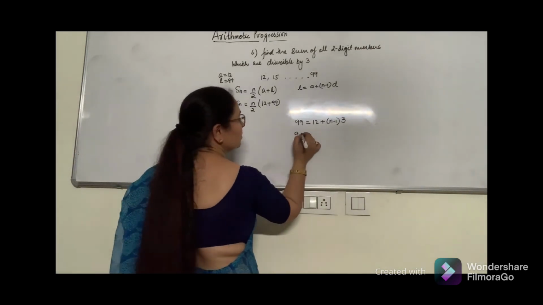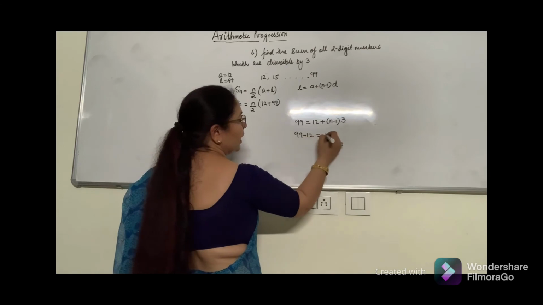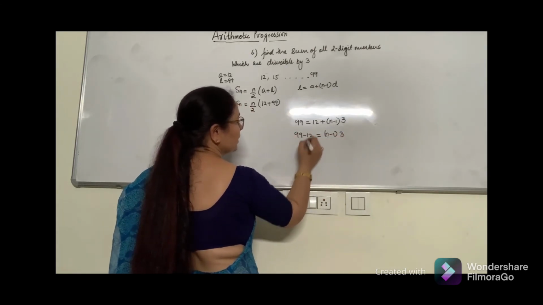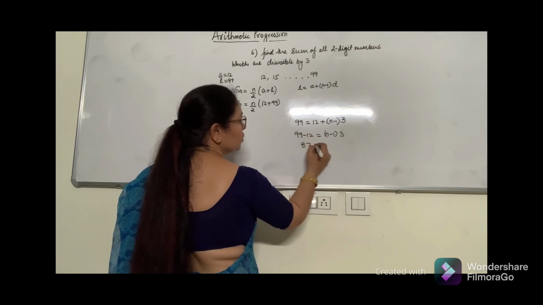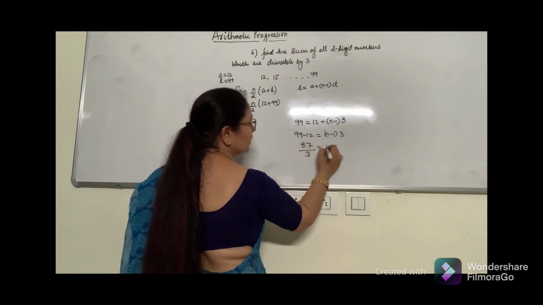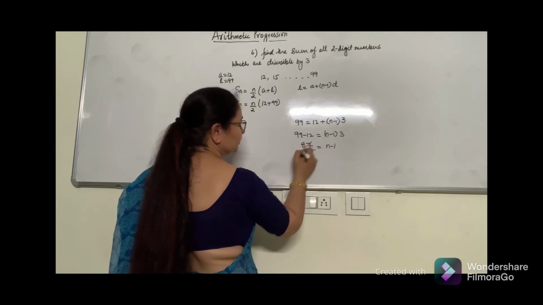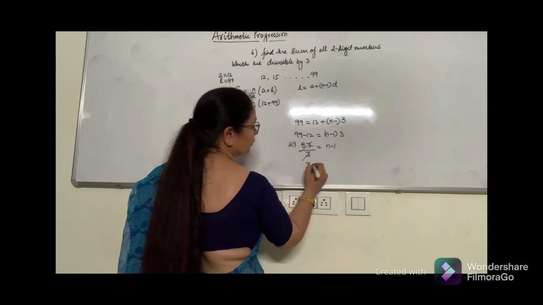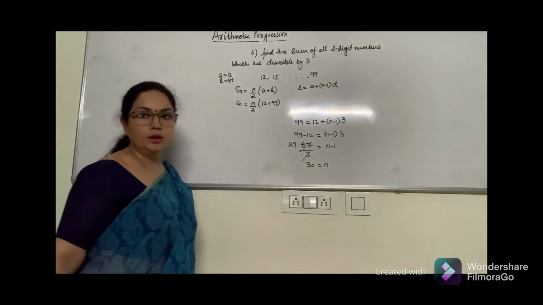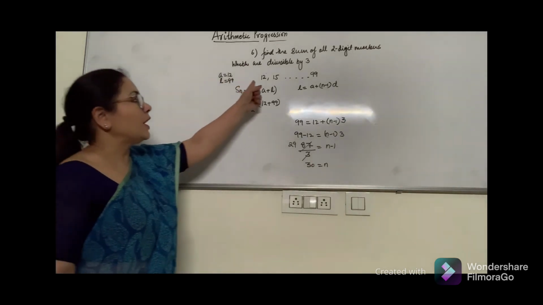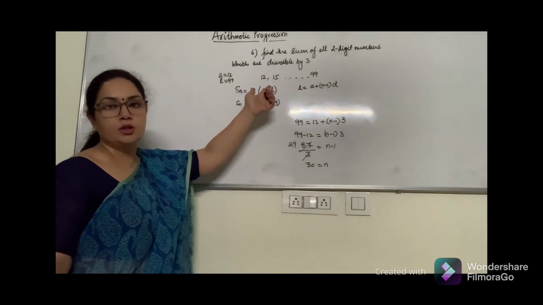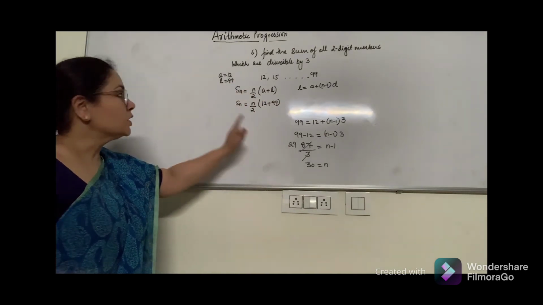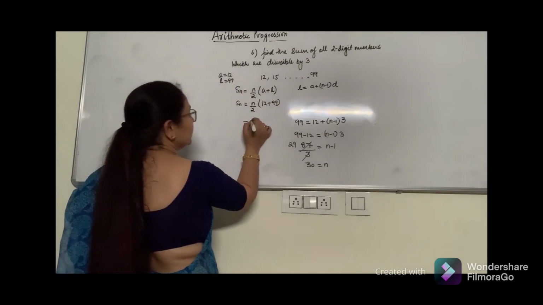So 99 minus 12 is 87, equal to (n minus 1) multiplied by 3. Divided by 3, we'll get n minus 1 is 29, so n is 30. So there are 30 terms between 12 and 99, and they are 2-digit numbers which are all divisible by 3. So we'll put 30 here.